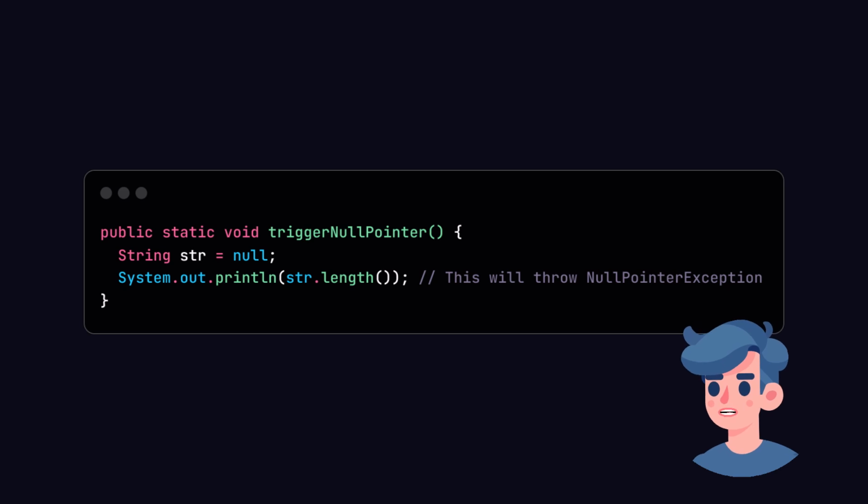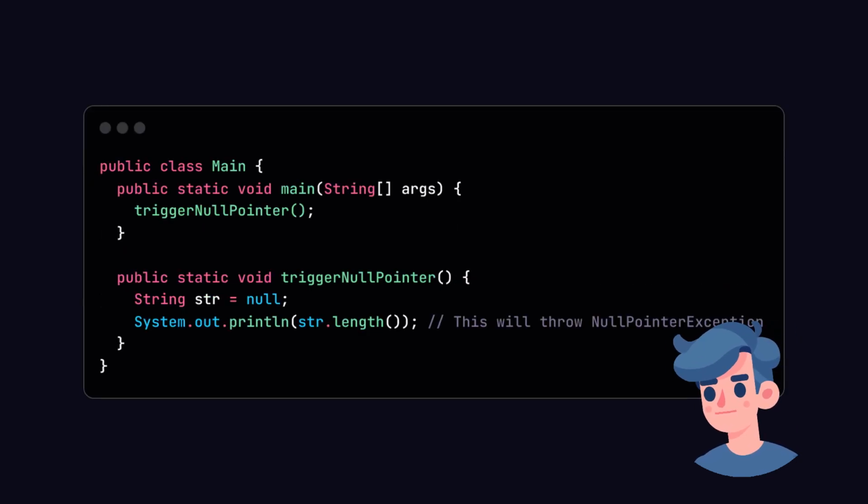Next, let's set an exception breakpoint for NullPointerException. This is another common exception in Java applications. Instead of modifying our previous example, let's create a new method that intentionally causes a null pointer exception. Add this method to the main class and call it from the main method. This will result in a null pointer exception when we try to access the length of a null string.